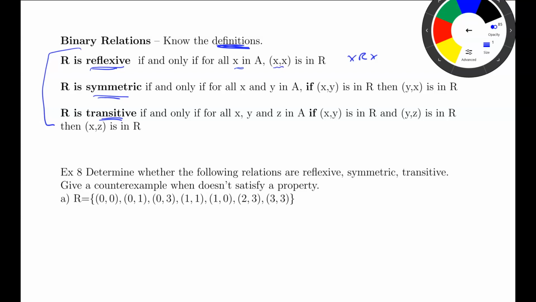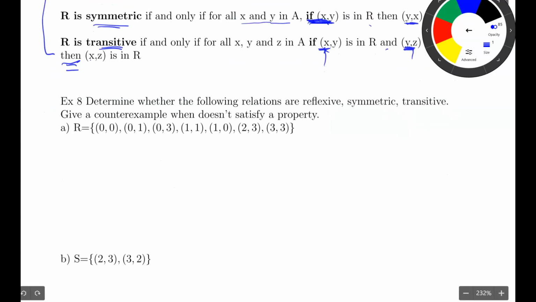Symmetric, when does that happen? If and only if for all x, y in A, so notice I put it in bold here, if x, y is in the relation, then y, x is in the relation. Okay, so you have to start with this if. Transitive says if I have x, y in the relation and y, z in the relation, then what do I have? I've got the conclusion that x will be related to z.